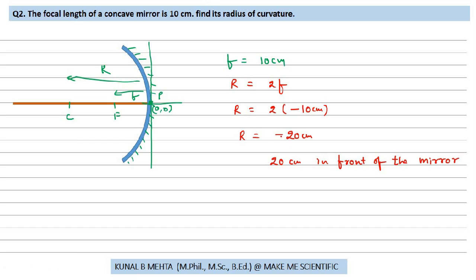Generally in the answer, they do not use the negative sign, they just simply write the magnitude, but we should be very careful that it is negative 20 centimeters, even the focal length is also minus. So you can choose to write down any one of these and it will be regarded as the correct answer.